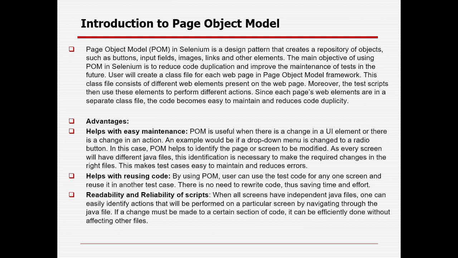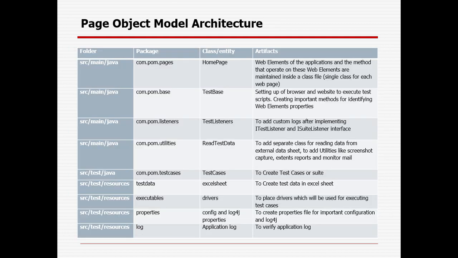So that is another important concept of the POM. If certain changes must be made to a section of code, it can be done efficiently without affecting other files, because I only need to update that particular class. So this is the architecture. Please remember this architecture very thoroughly, because we will create the framework with this architecture only.